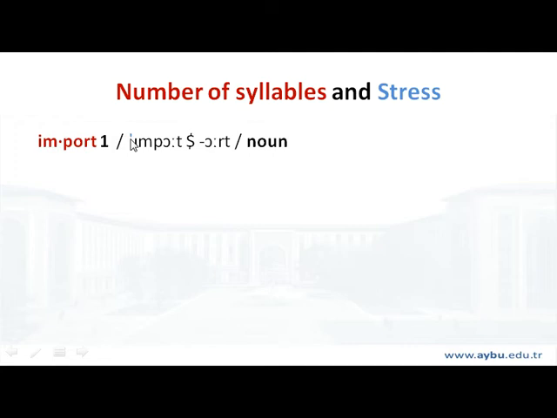So standard dictionaries, like this one, show the place of stress. Stress is on the first syllable, okay? And we pronounce it import, and we know that it is a noun. So why did I choose this word? Because the same word could be a verb. Should we pronounce it the same? No, because the place of stress changes. This time we should pronounce it import. See, import, import.